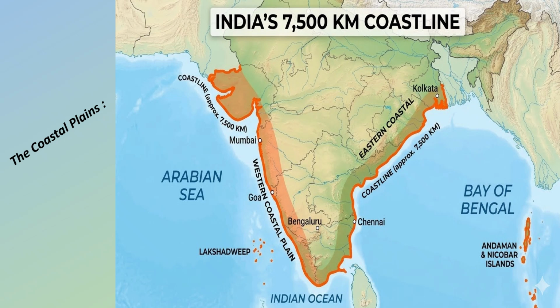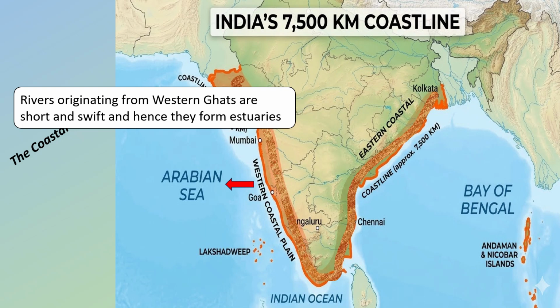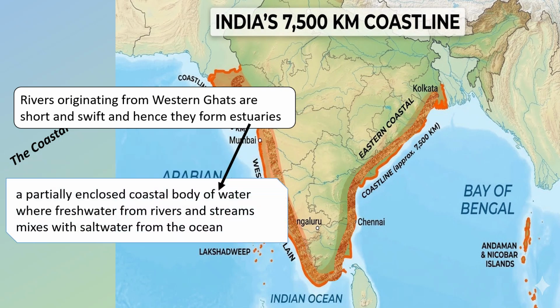India is blessed with a long coastline extending for approximately 7,500 kilometers. It lies to the western and eastern part of the peninsula. Towards the western coast, we have the Arabian Sea. It is by and large a rocky coast. Now, rivers originating from the Western Ghats are short and swift, and hence they form estuaries. Estuaries are partially enclosed coastal body of water where fresh water from rivers and streams mix with the salt water from the ocean.